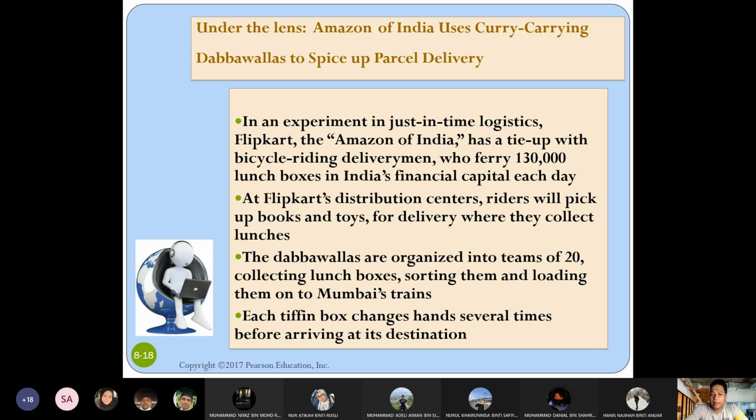So at Flipkart's distribution center, riders will pick up books and toys for delivery where they collect lunch. The Dabawallas are organized into teams of 20. They collect lunch boxes, sort them and load them onto Mumbai trains. Each box changes hands several times before arriving at its destination. So this is a problem that happens in India, where each lunch box has to change hands several times before arriving at the customer. This is how Amazon tries to make sure the product is delivered just in time, using Flipkart as one of the logistics channels to deliver their parcels. Any questions so far?